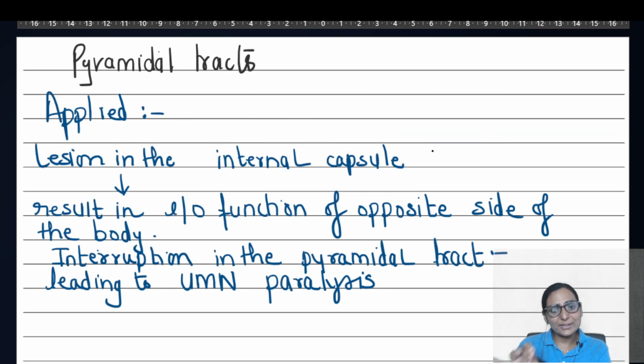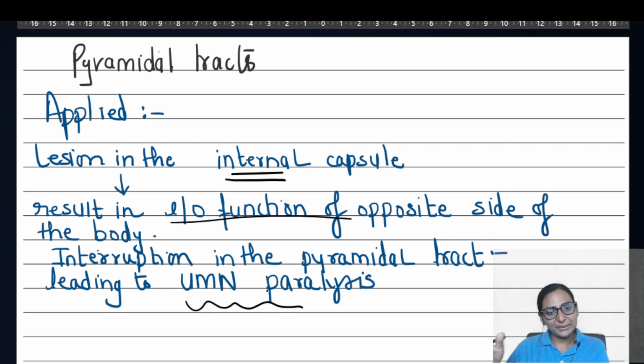Finally, you must always know that the most common site of lesion for the pyramidal tract is the internal capsule. It is mainly because of interruption of the blood supply, and it is going to result in loss of function of the opposite side of the body, leading to an upper motor neuron type of paralysis. So if it is hemiplegia, it is total paralysis. If it is hemiparesis, it is weakness.